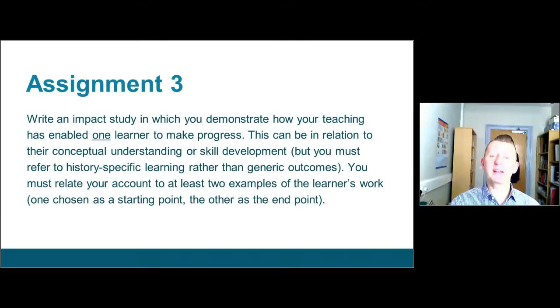I want you to write an impact study in which you demonstrate how your teaching has enabled one learner to make progress. This can be in relation to their conceptual understanding or in relation to developing a particular skill, but it's got to be history-specific learning rather than generic ways to describe learning. And I want you to relate your account to at least 2 examples of the learner's work, one chosen as a starting point and the other as the end point. If you can choose evidence that shows us snapshots of students' progress through the whole scheme of work, that's fine.